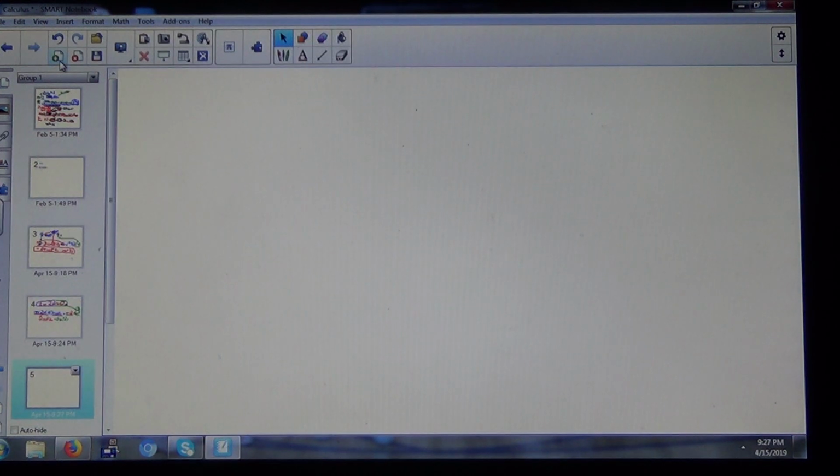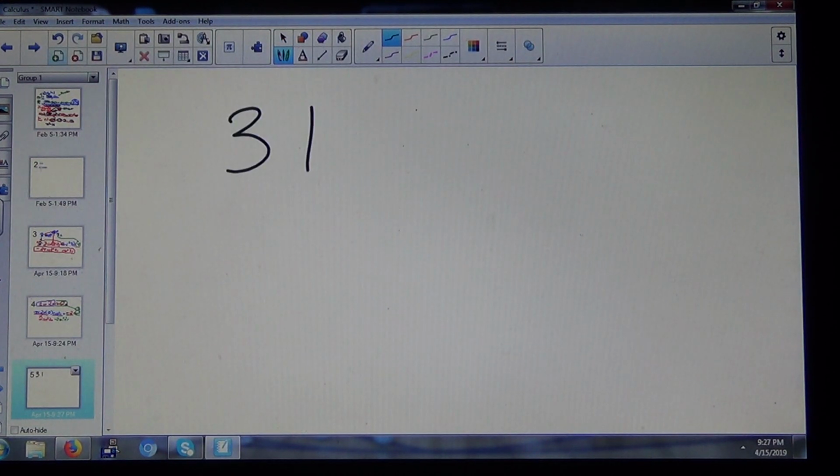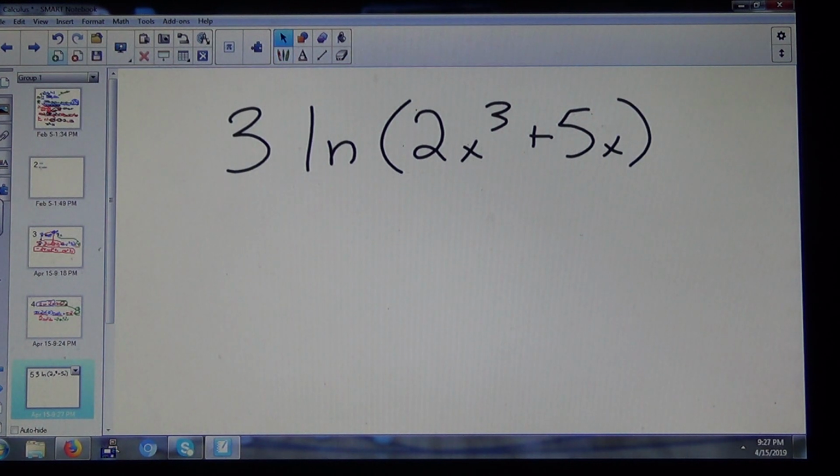Alrighty. Let's try another one here. So 3 ln of 2x cubed plus 5x. Let's find the derivative of this. And again, yes, there's multiplication. You want to do the product rule, you can, but you're wasting your time because you're doing extra work. Just bring the 3 down and find the derivative of the other part.